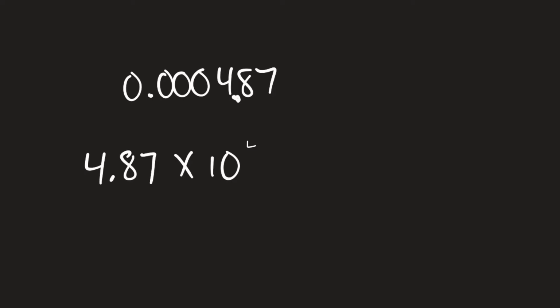Now, if I did this right here, this would be wrong, wouldn't it? Because if I have 4.87 times 10 to the fourth, what that's doing is it's 4.87 and it's moving it 4 times to the right. 1, 2, 3, 4. But that's not what I want. I don't want to move this to the right. I want to move it to the left. So that means I'm going to move this to the left.